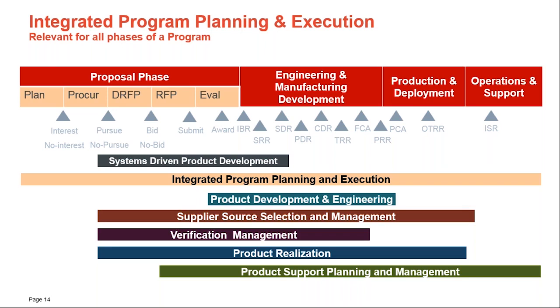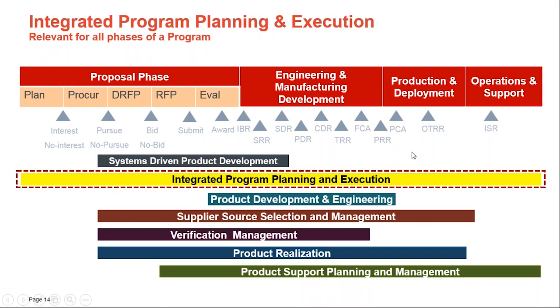Here we are able to see that integrated program planning and execution starts from the planning period till the operation and supports and services, and finally the disposal of the product. It covers all the stages of the product life cycle. So today we are going to discuss integrated program planning and execution only.